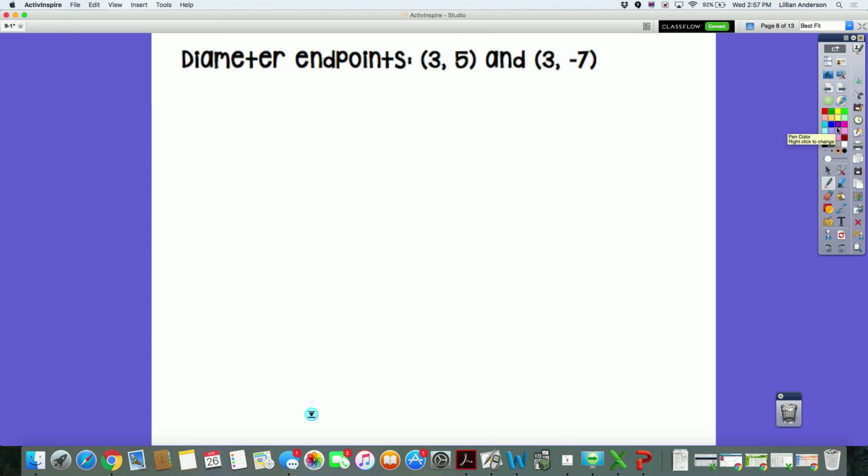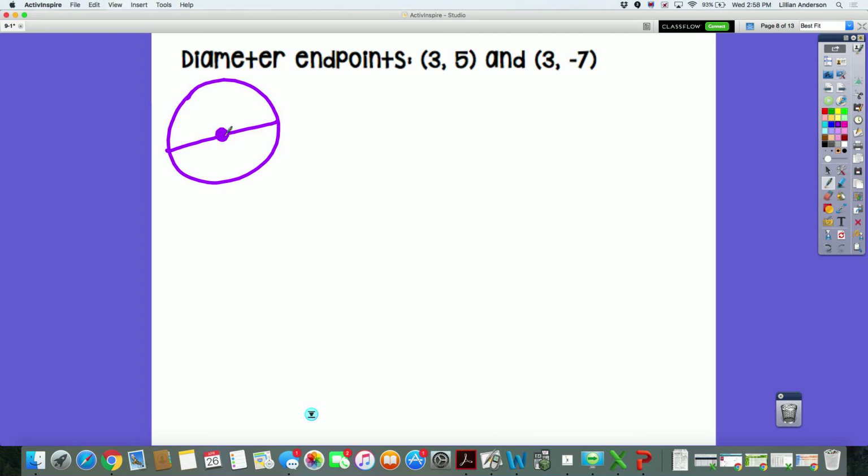What about this one? Same as last one. Oh, it's a diameter endpoint. It's the diameter endpoints. Everybody knows what the diameter is in a circle, right? Refresh your memory. It goes straight through the center, and divided by 2, we get the radius.